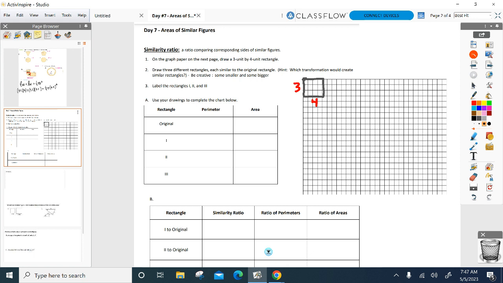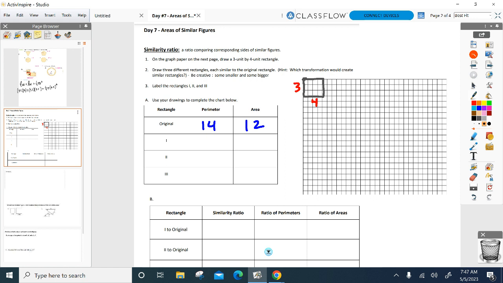All right, go back to the first page of your notes, and can you fill in the chart for me for the perimeter of that rectangle and the area of that rectangle that you just drew? What's the perimeter and what's the area? So we got perimeter of 14, area of 12, correct? 14 and 12.